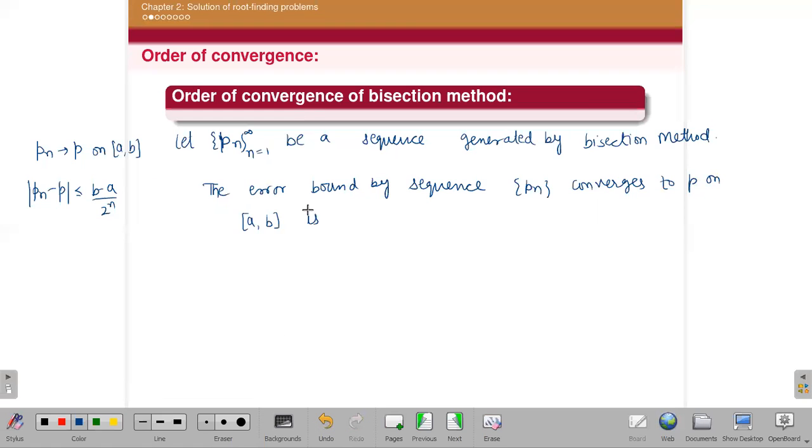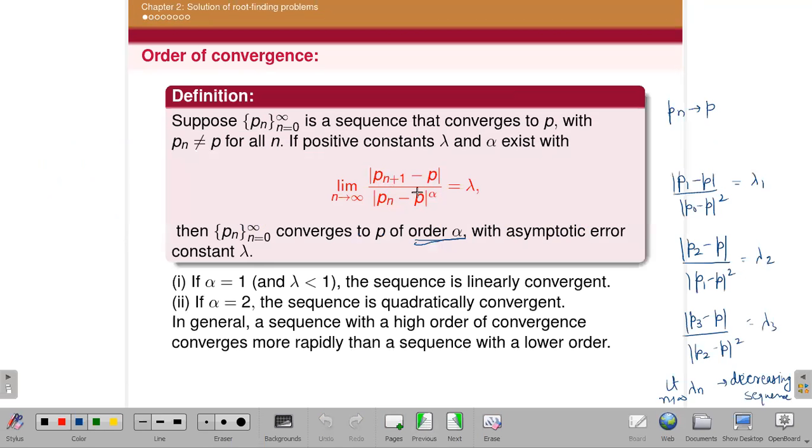So this is the formula: |Pn - P| ≤ (B - A)/2^n, for n ≥ 1. This is true for each n, for each iteration. Now if you want to find the order of convergence, we need to check this limit here.